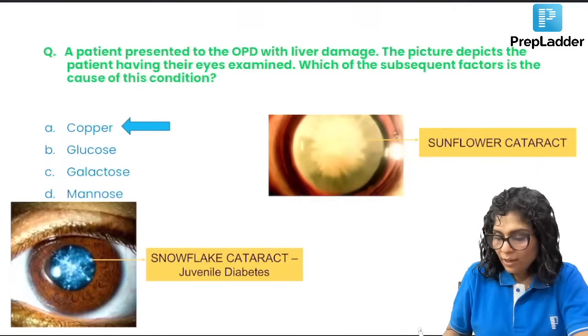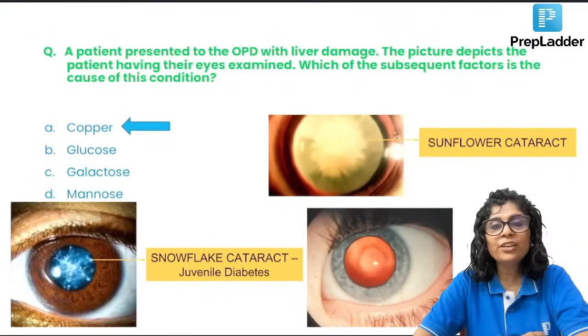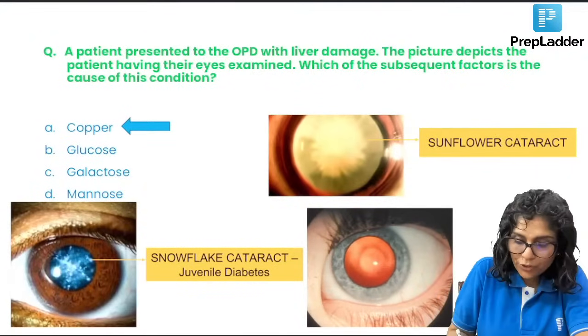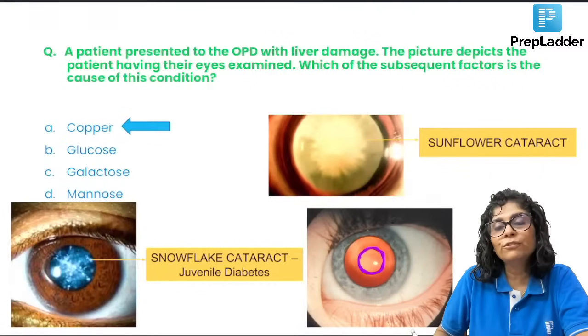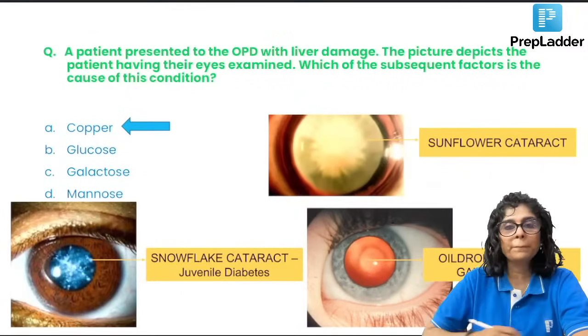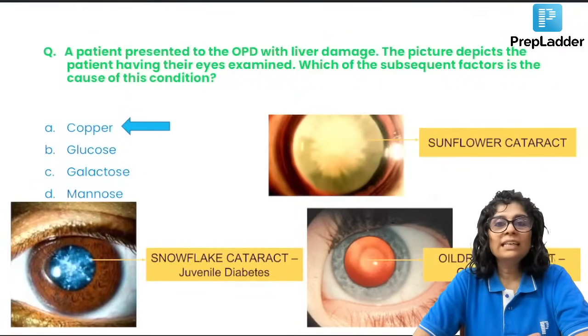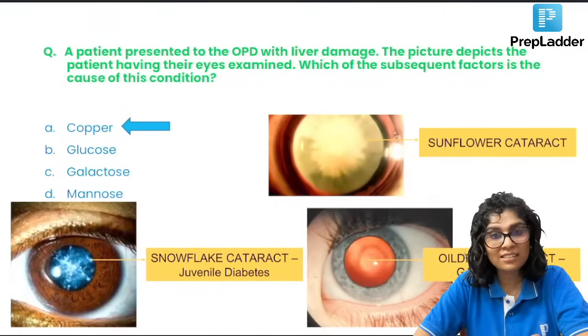Very good. Look at this image. Rudra, can you answer now? What do you see here? Do you see an oil drop in the center, right? So this is oil drop cataract, which is a feature of galactosemia. Okay, so that's about copper toxicity, which is a feature of Wilson's disease.